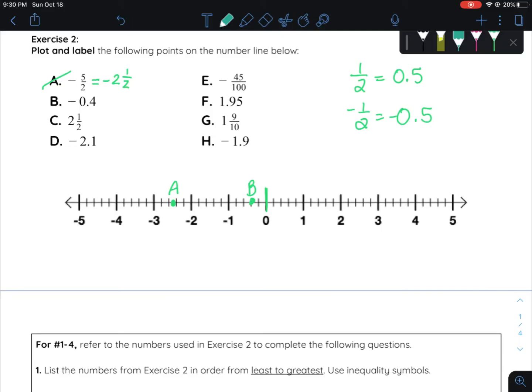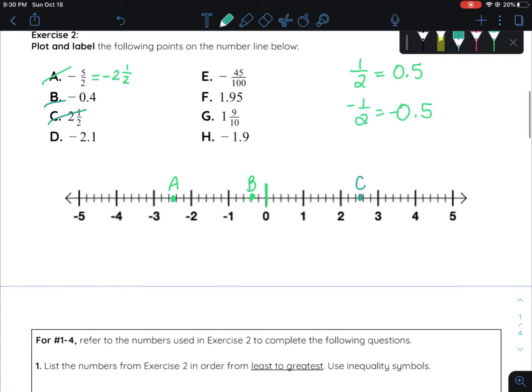Okay. For C, we have +2.5. So in the positive direction, 1, 2, and then halfway would be point C. And D, -2.1. So now with this one, we're going to go -1, -2, and then slightly past it. So I'm just going to go ahead and write it right there, as close as I can get to the -2. And that's point D.